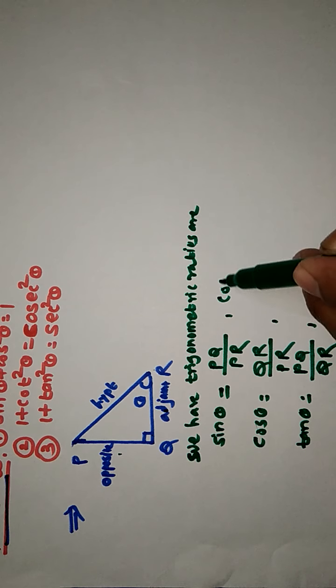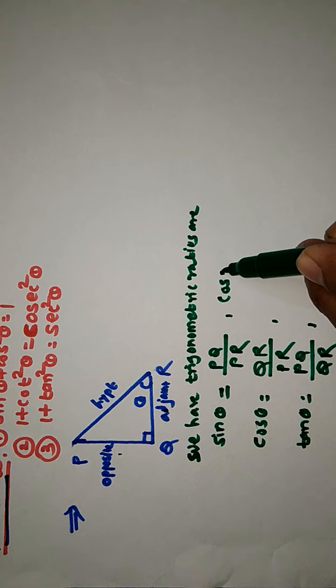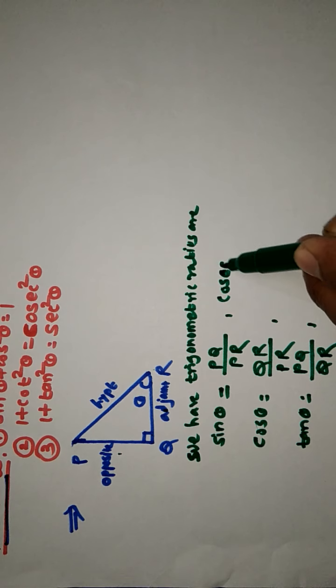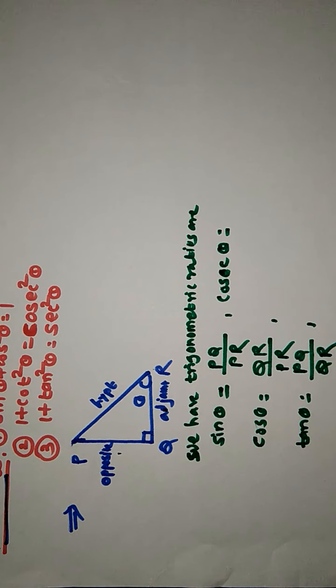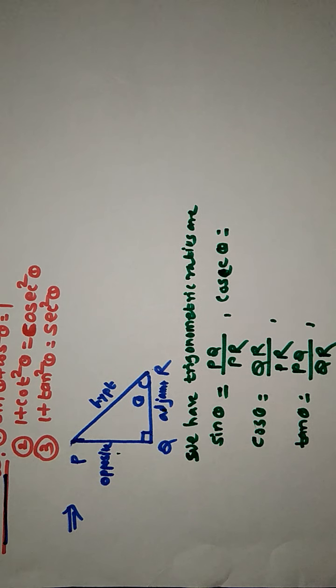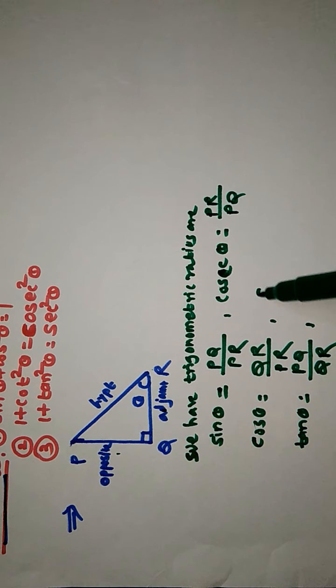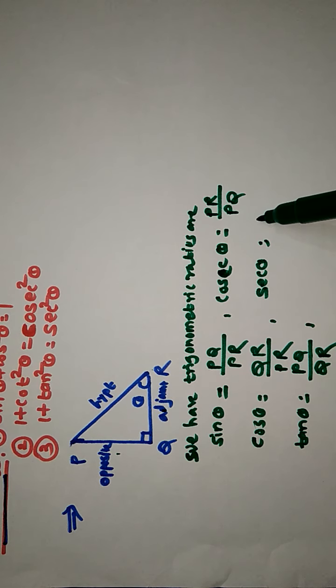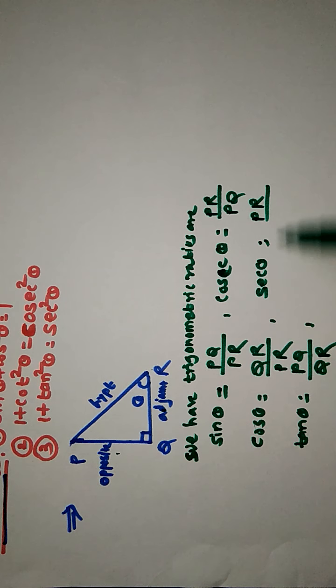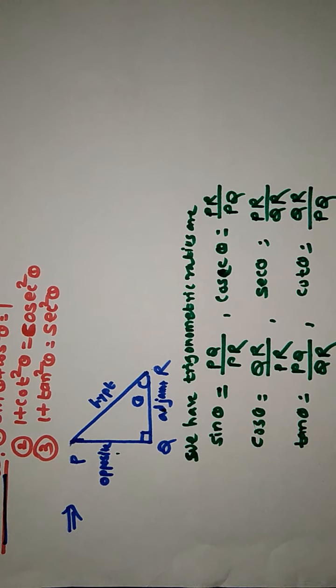Now write down their reciprocals. Cosec theta is the reciprocal of sine theta, which means PR upon PQ. Sec theta is the reciprocal of cos theta, which means PR upon QR. And cot theta is the reciprocal of tan theta, which means QR upon PQ.